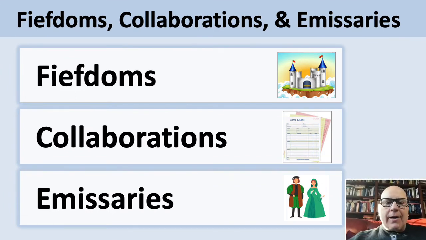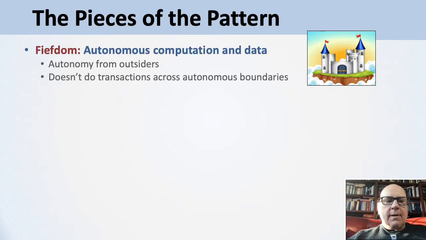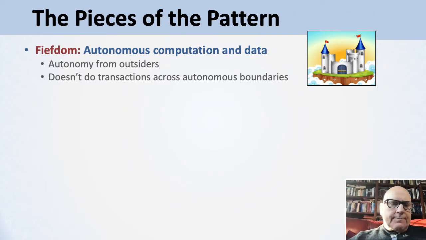So let's talk about the three basic ideas in autonomous computing: fiefdoms, collaborations, and emissaries. So what are the pieces of the pattern? A fiefdom is autonomous computation and data, and it's autonomous or independent of outsiders. It doesn't do transactions across those boundaries.